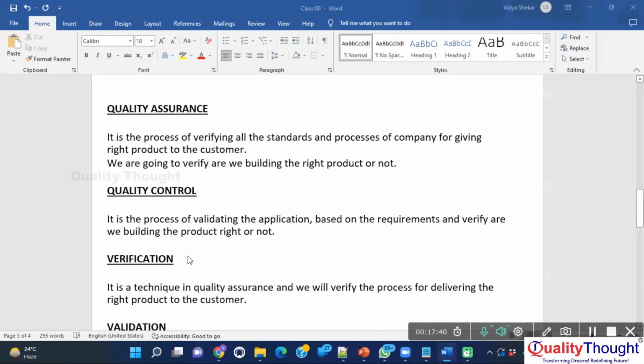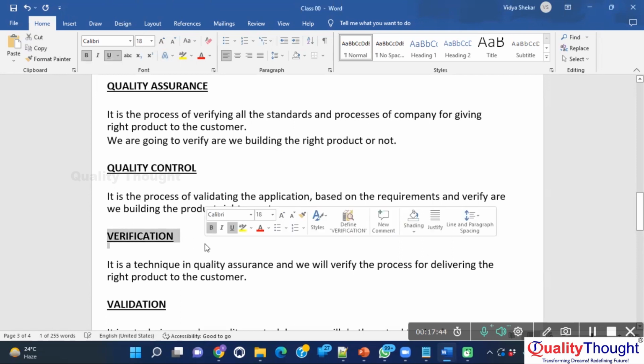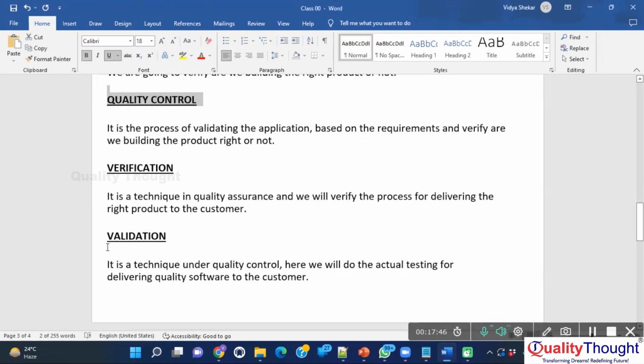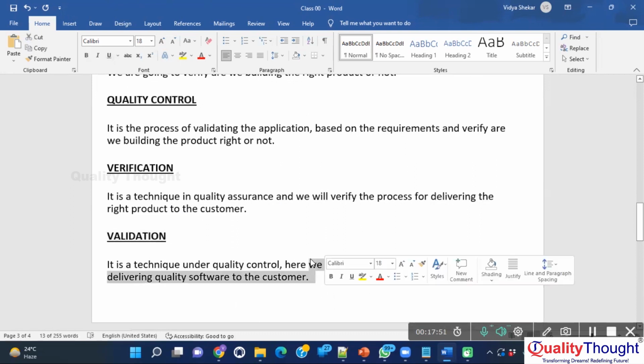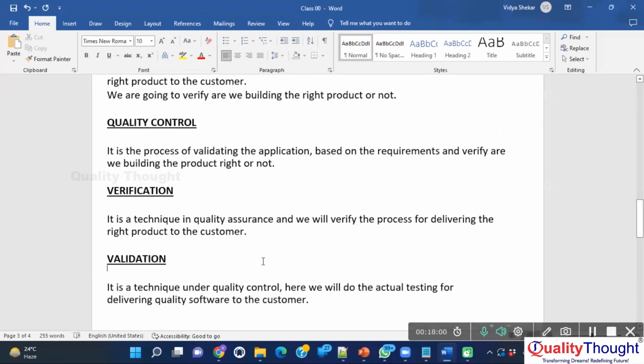Quality assurance is nothing but verification, and quality control is nothing but validation. So what do you mean by validation? You are doing the actual testing to ensure that the application is working as per the requirement or not. What do you mean by verification? You are testing the process, whether it is followed, whether the product is tested as per the guidelines or not, whether you have written all the test cases or not, whether all the automation test cases have passed or not. That is called verification.